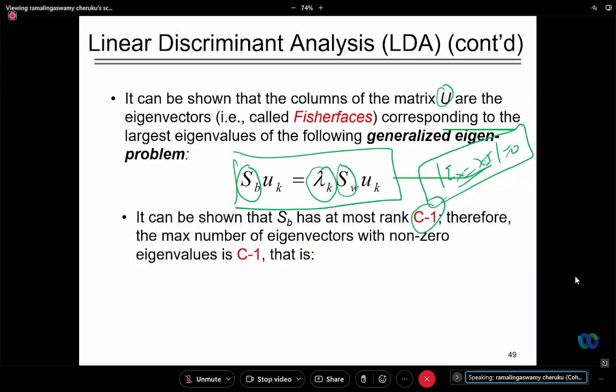Therefore, the maximum number of eigenvectors with non-zero eigenvalues is C minus 1. So if you solve that particular matrix, you will get C minus 1 eigenvectors, which means these C minus 1 eigenvectors are non-zero.